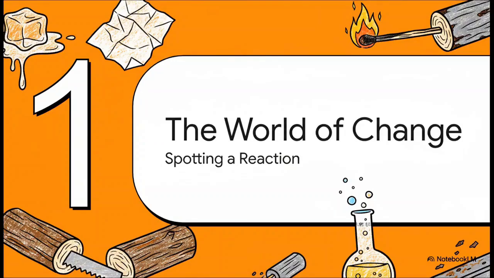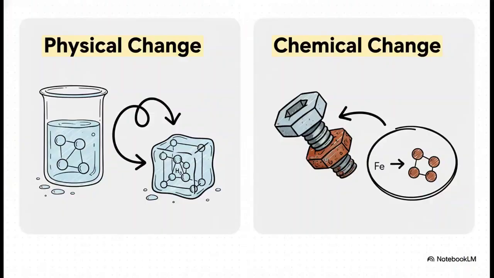Okay, so first things first, we're going to talk about the world of change and how you can spot a real chemical reaction when you see one. So on one side, you've got a physical change. Think about water freezing into ice. It looks different, sure, but it's still just H2O. The molecules themselves haven't changed at all.